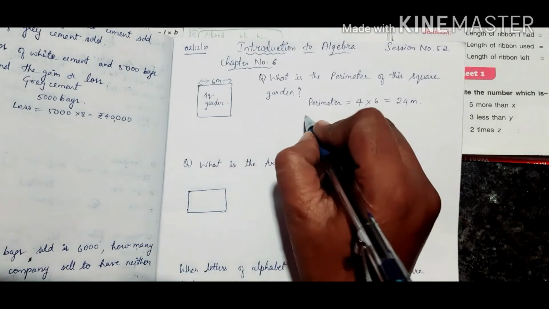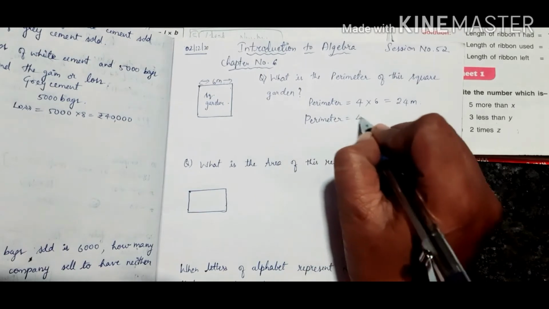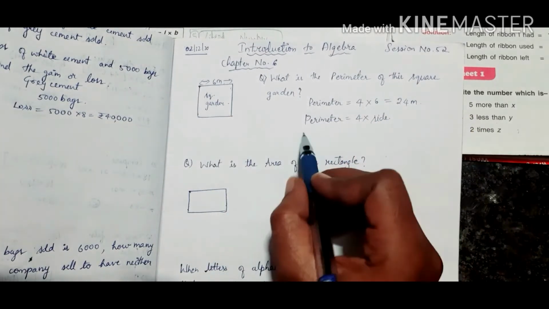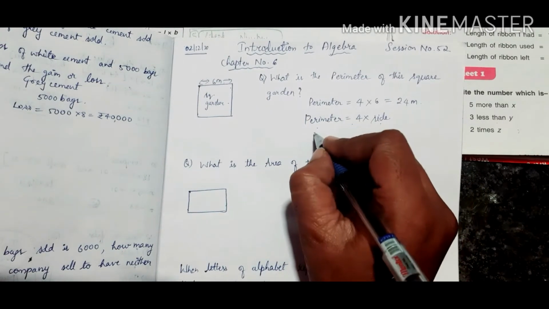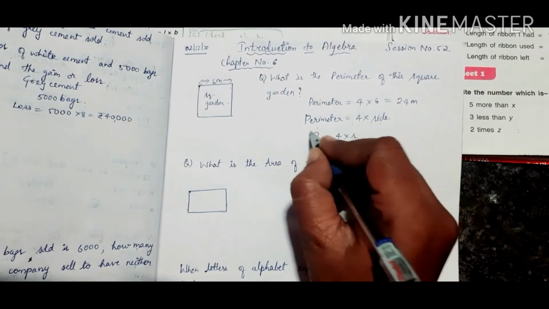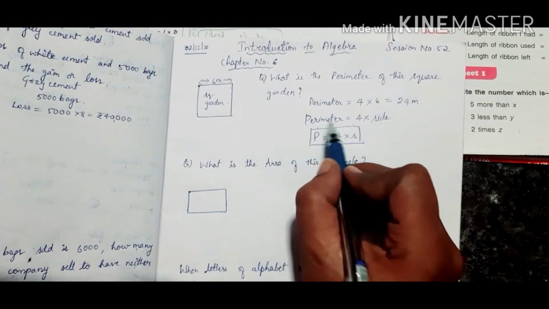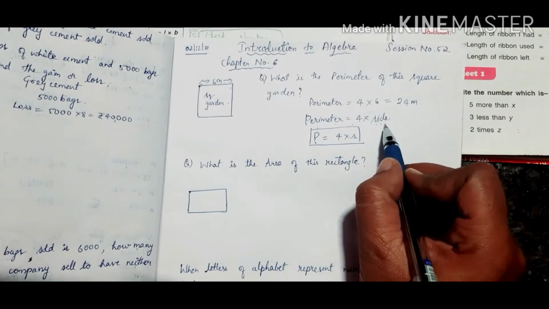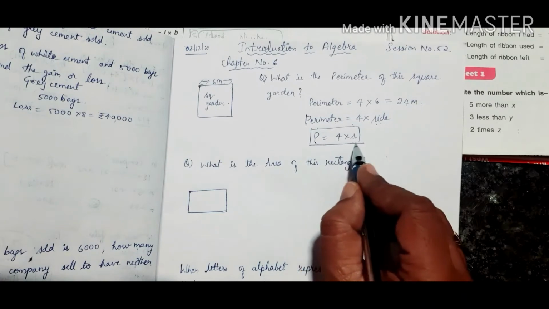So what will be the formula for perimeter? Perimeter is equal to 4 into the side. So perimeter is equal to 4 into side can be written as P is equal to 4 into S. What have I done here? I have taken the first letter of the word perimeter, P, and the first letter of the word side, S. So perimeter P is equal to 4 into S.